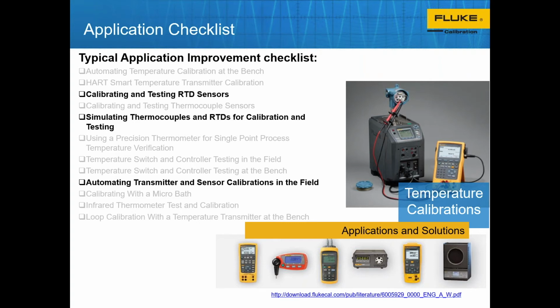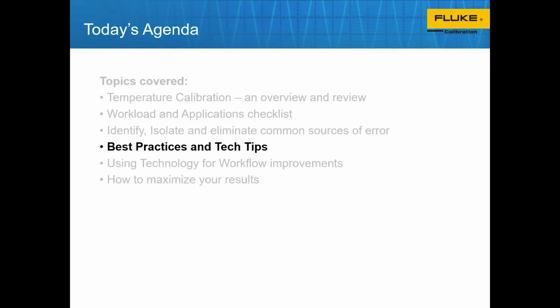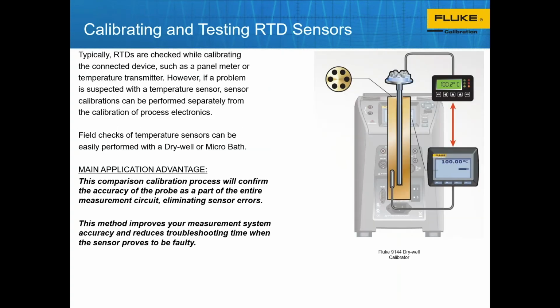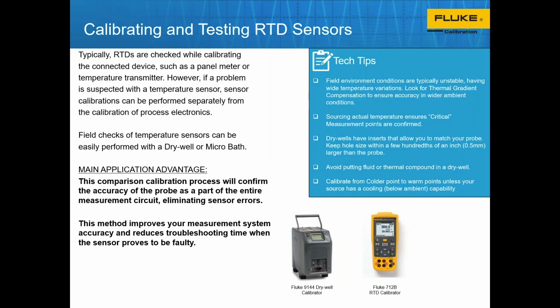In the meantime, take a look at the presentation here. We're going to talk about some best practices and tips. When you need to calibrate and test the RTD itself, the one that's in the process, you typically need to have it connected to a source such as a dry well or a microbath. However, the problem is that the sensors are typically being calibrated in this well. And let's talk about some of the improvements.